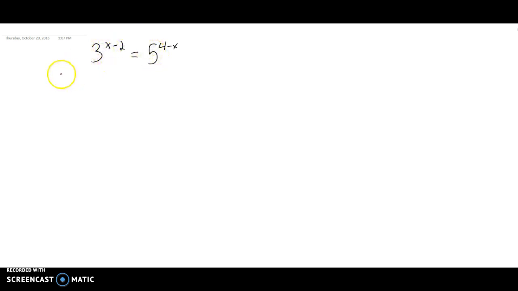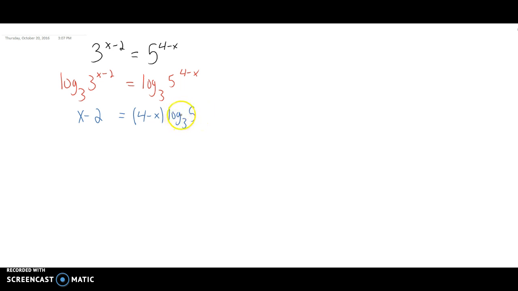It doesn't really matter. But since the 3 is on the left, I'm going to take log base 3 of both sides. And that doesn't simplify it down all the way, but it will simplify it down a lot. Because on the left side, the log base 3 of 3 to the x minus 2 is just x minus 2. On the right side, that exponent of 4 minus x can be pushed out front, and then it's just log base 3 of 5.